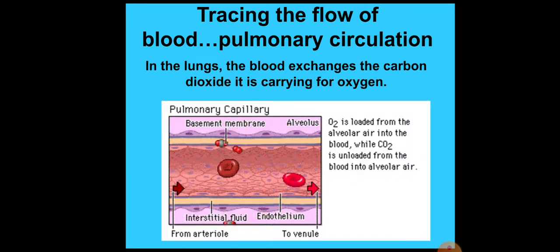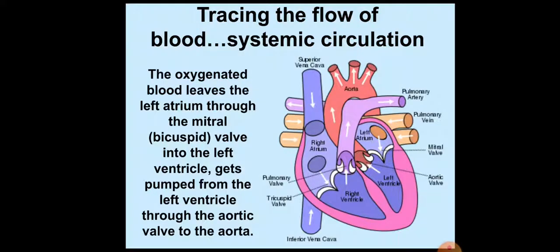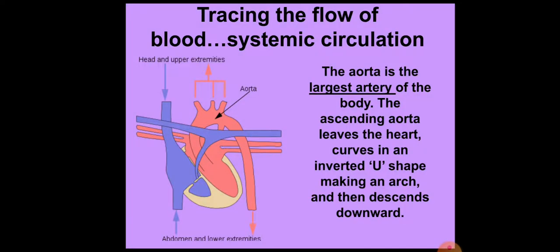In the lungs, the blood exchanges the carbon dioxide it is carrying for oxygen. The fully oxygenated blood now flows back to the left atrium of the heart through the pulmonary veins. The oxygenated blood leaves the left atrium through the mitral valve into the left ventricle, gets pumped from the left ventricle through the aortic valve to the aorta. The aorta is the largest artery of the body.